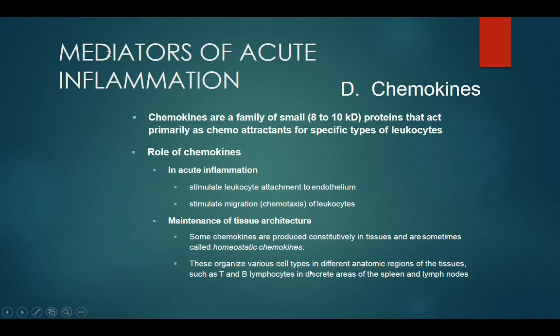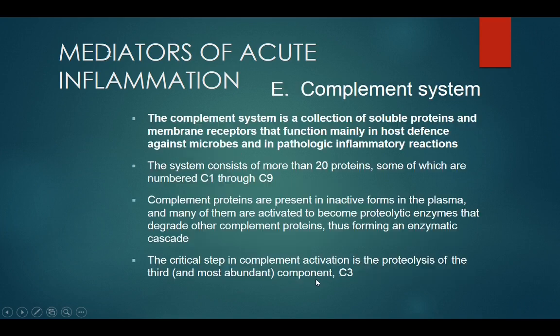These organize various cell types in different anatomic regions of the tissue, such as T and B lymphocytes in discrete areas of the spleen and lymph nodes. So now the complement system. This system is a collection of small soluble proteins and membrane receptors that function mainly in host defense against microbes and in pathologic inflammatory reactions.